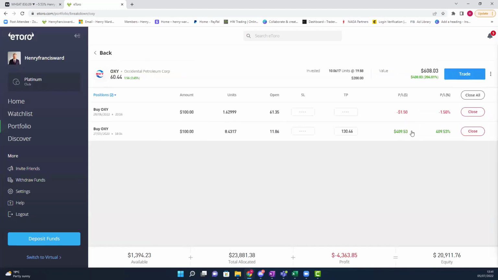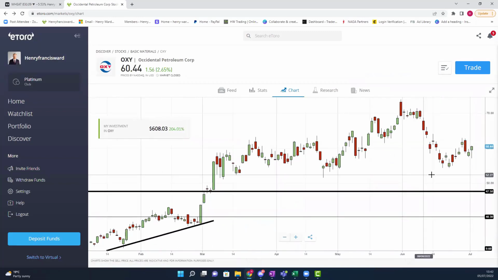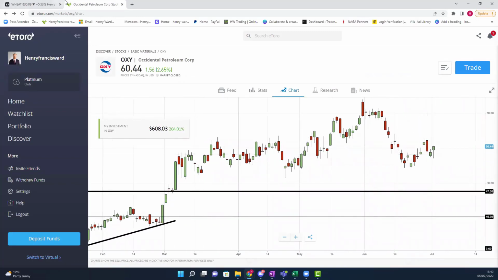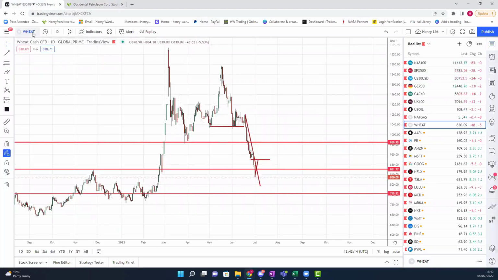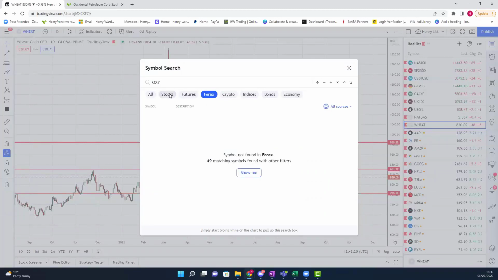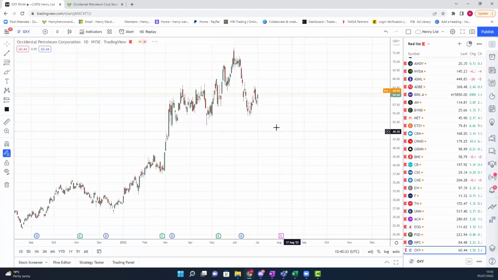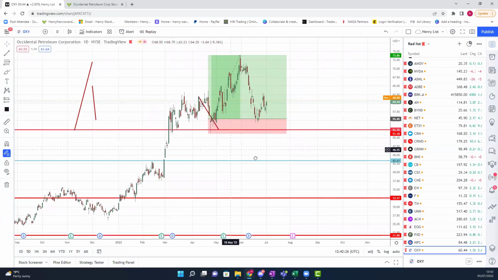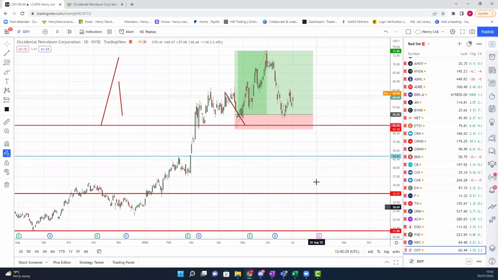So yes, I bought it the other day. I'm down £1.50 on 100 quid invested. Do I see value in it? So this is where I see the value. Is here. This is where I see a little bit of value in this.